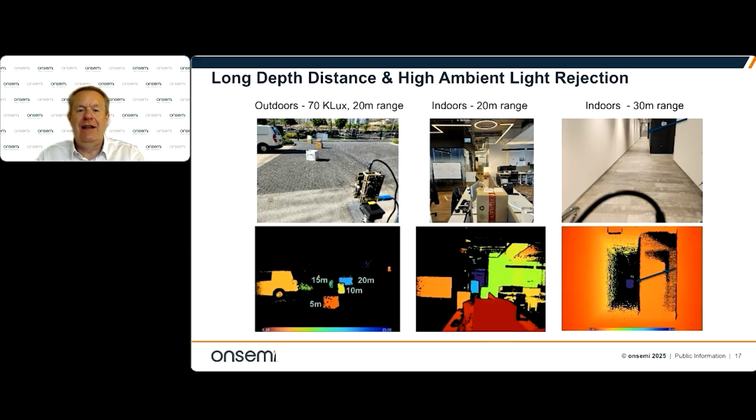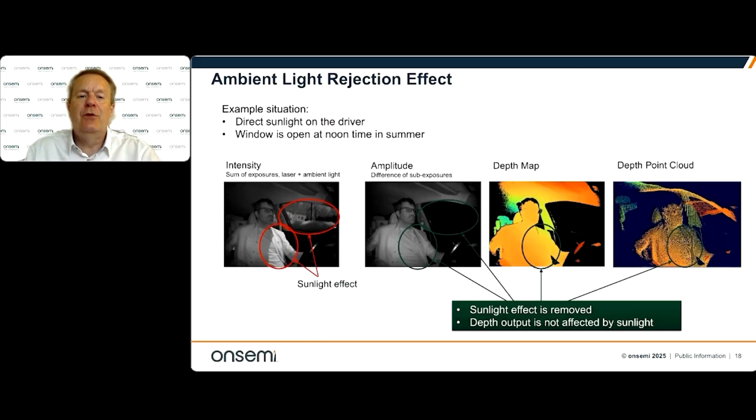Indoors, you've got less light, so indoor starts to become easier because you've got less ambient light. Here we're showing a 20-meter range, and here we're showing a 30-meter range. This is a simple 30-meter range using that hybrid smart iToF implementation in order to get very long distance. This is talking about the ambient light rejection effect and showing some examples where you've got direct sunlight.